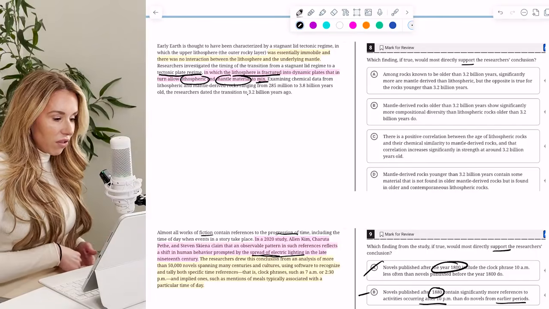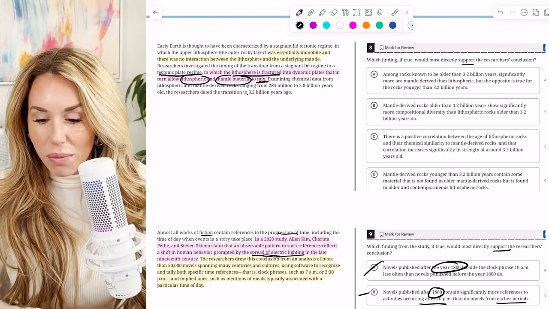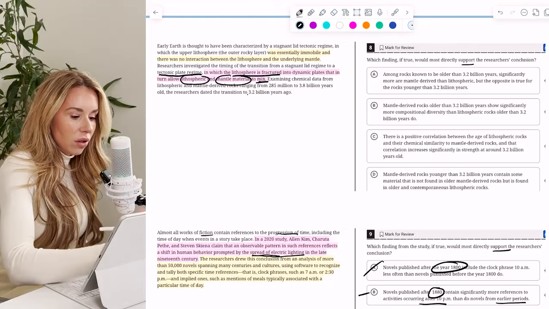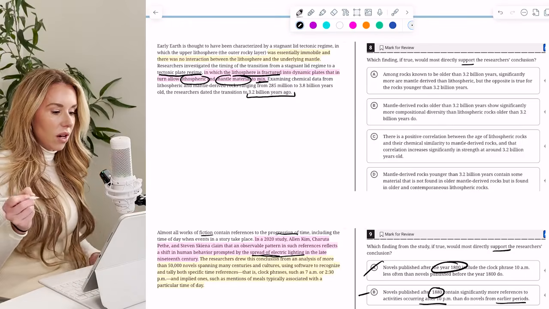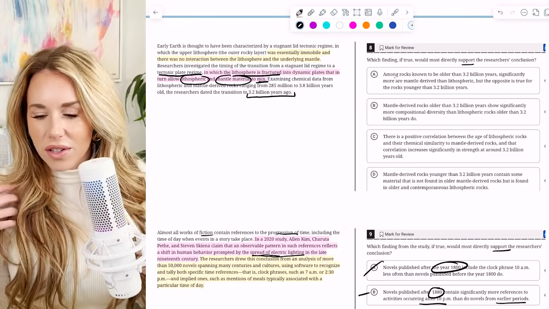Okay, so the tectonic plate regime means the lithosphere is fractured into plates that allow the lithospheric and mantle material to mix. That's important, I think. Examining chemical data from lithospheric and mantle-derived rocks ranging from 285 million to 3.8 billion years old, the researchers dated the transition to 3.2 billion years ago. Okay. Why would they do that? Well, let's find something that can support that.